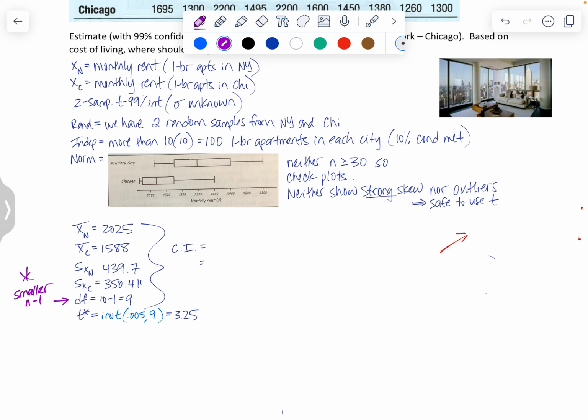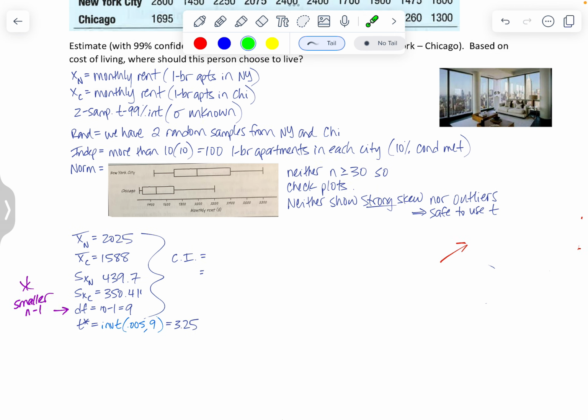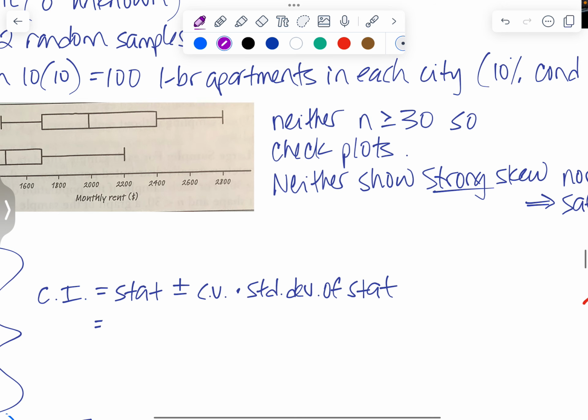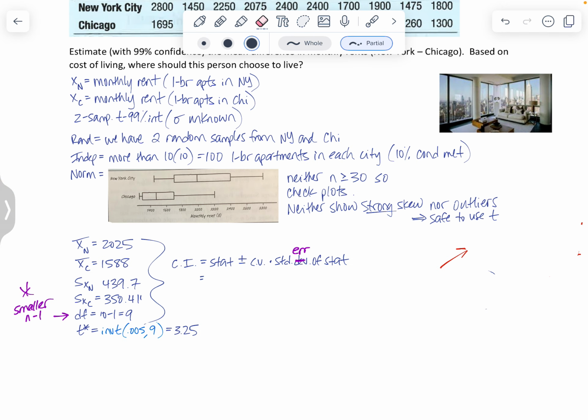Anyways, how do I find the t star? Because that is part of the confidence interval formula. If you forgot, use inverse t, and you do need the degrees of freedom. And this 0.005 is 0.5% on each tail when you put 99 in the middle. Remember that? It gives you this for the t star. So now let's plug in our numbers. Let me write what it is in words, and this is from the formula sheet: statistic plus or minus critical value times standard error of the statistic. Sorry, it says error on the formula sheet now, so I'm going to change that. The statistic is the difference between New York and Chicago.